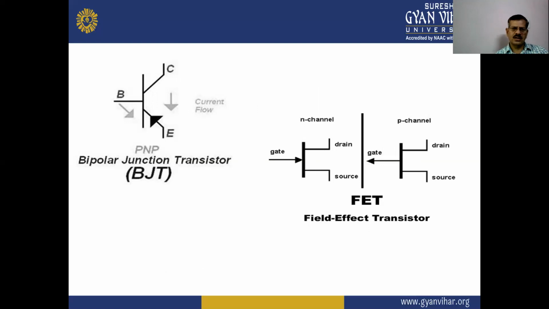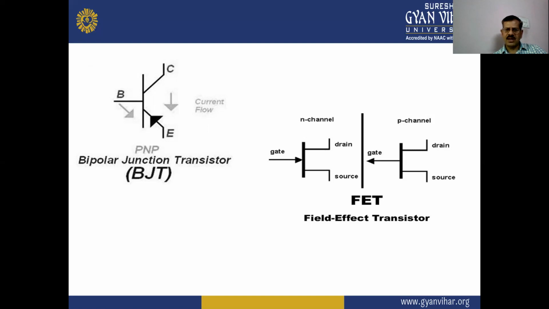Now a comparison of symbols of BJT and FET. In a BJT there are three terminals: base, emitter and collector. In a FET there are two types, N channel FET and P channel FET. In the first diagram is the symbol of the N channel FET, in which there are three terminals: gate, drain and source. The second symbol is the P channel FET, which also has three terminals: gate, drain and source.